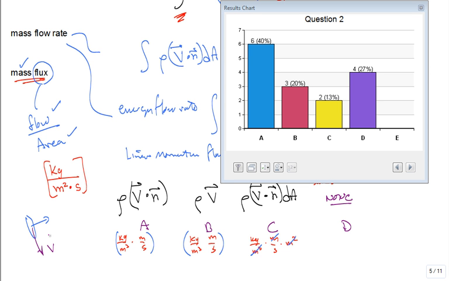True? But if I don't account for the orientation of the area, which one does not account for the orientation of the area? Answer A or answer B? B. So answer A accounts for the orientation of the area, and that dot product gives me the normal component of that velocity field. So it's what's going across the area. Remember, it's got to cross the area to make sense for a mass flux. So A looks like the best answer.